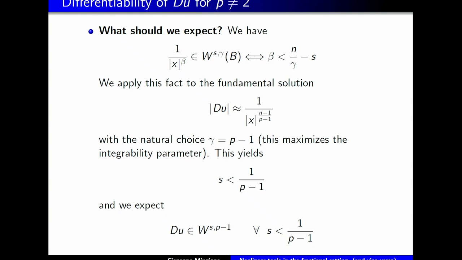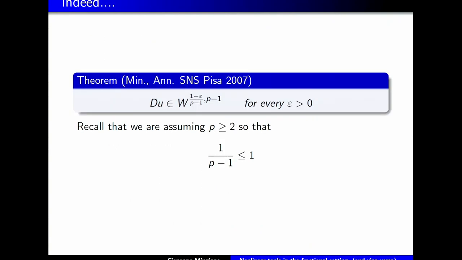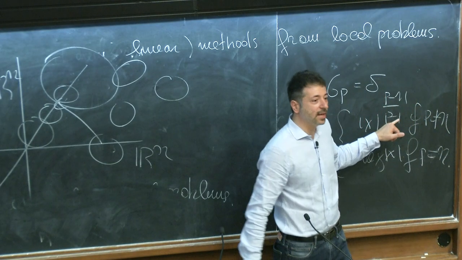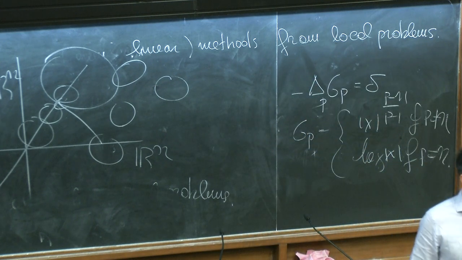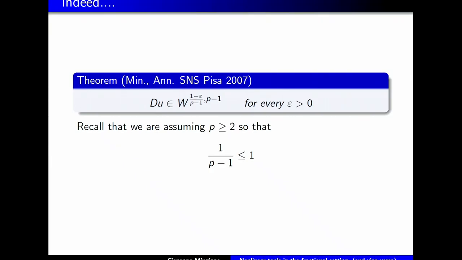What happens when p is different from 2? Well, analyzing the behavior of the fundamental solution, this would lead to the idea that the gradient must be in this space. And in fact, this is also true. This is sharp because this embeds into a Sobolev space. If you take epsilon equal to 0, this would embed in a Lebesgue space where the fundamental solution does not belong. And essentially, this paper lifted the whole theory up to the differentiability level. So this is the first case of limiting Calderón-Zygmund theory.